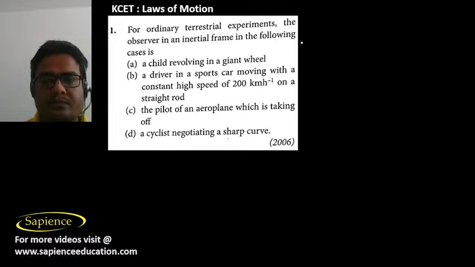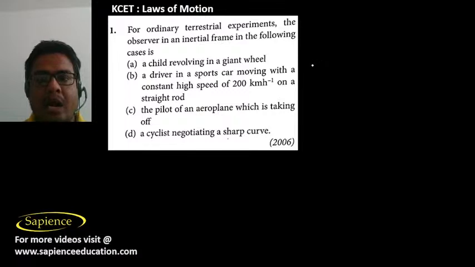So the first question tells that for ordinary terrestrial experiments, the observer in an inertial frame in the following cases is... So we should find in which of these four experiments the observer is in an inertial frame. A child revolving in a giant wheel. So here it is an accelerated frame.